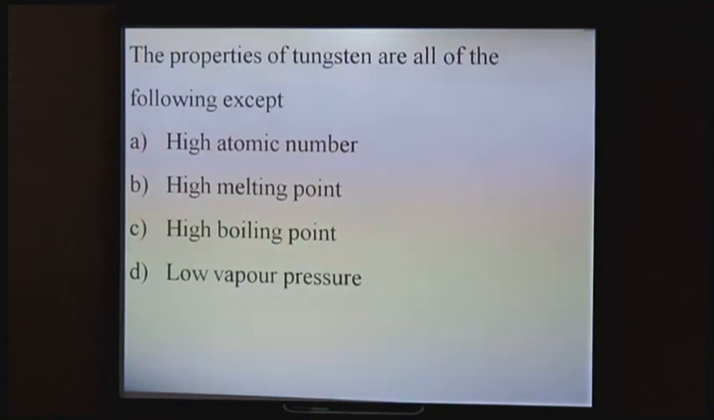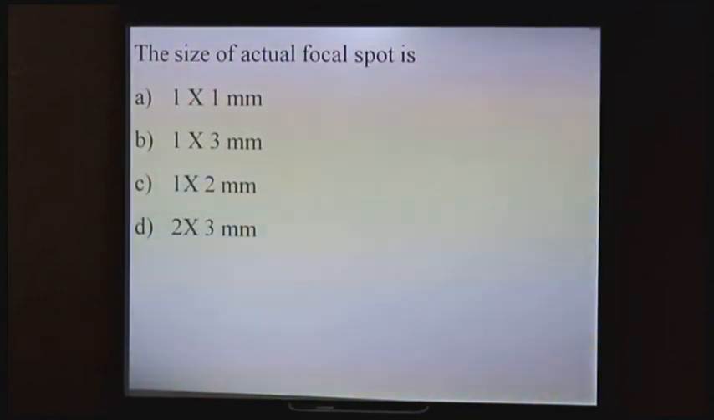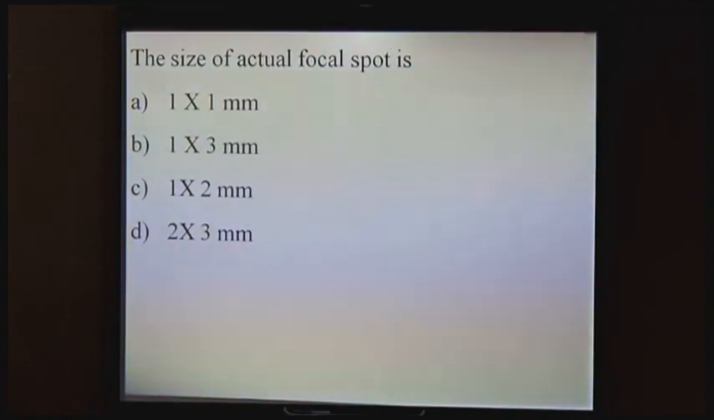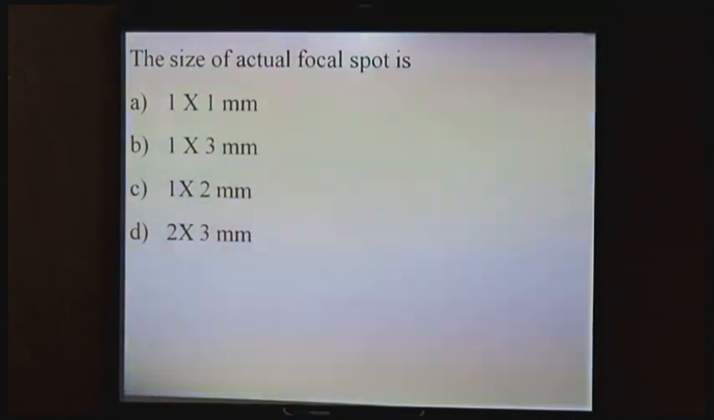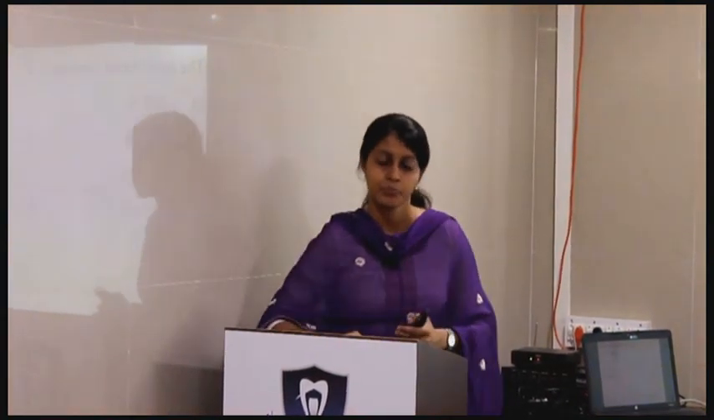The properties of tungsten are all of the following except high boiling point. The size of an actual focal spot is 1 into 3. The size of an effective focal spot is 1 into 1 mm. So what principle does it work on? Your actual focal spot and effective focal spot works on the principle of, there is a principle for that name. Sorry? It is called as line focus principle.